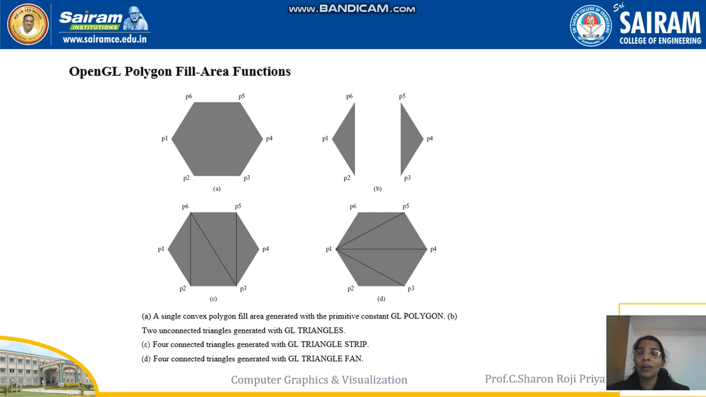After this, we can see the OpenGL polygon fill area functions. This we have seen already in the introduction of OpenGL. Right, as you know, a polygon will have 3 or more vertices, and it will have a closed loop and the interior should be filled, right. The corresponding primitive for this is GL polygon, right. If it has 3 vertices, the corresponding primitive is GL triangles. Here again it is triangle strip and this is triangle fan. This we have seen already, you people know it.